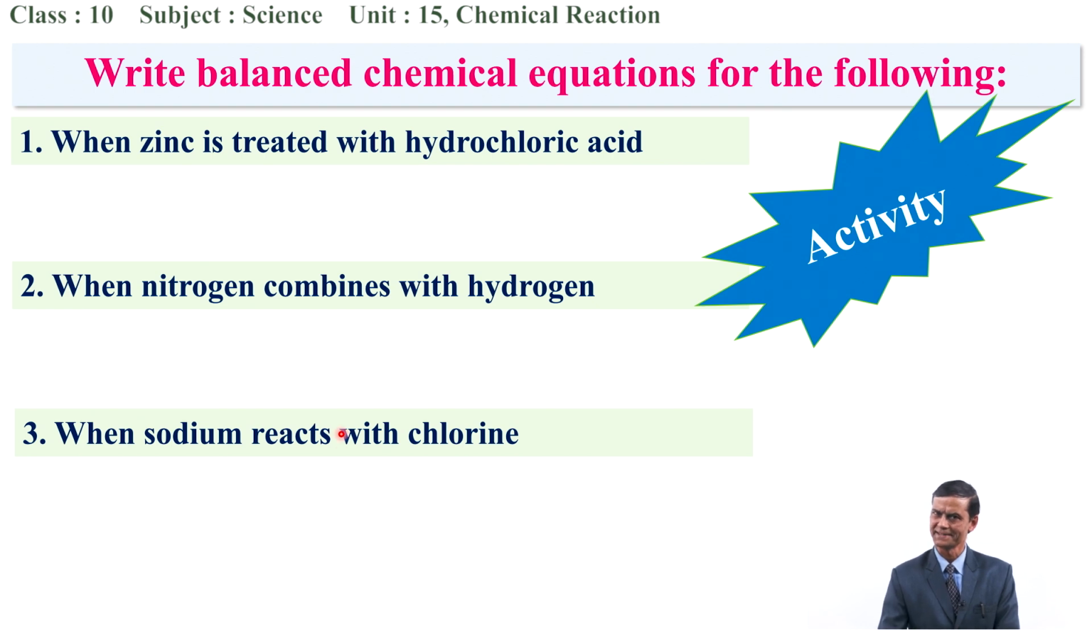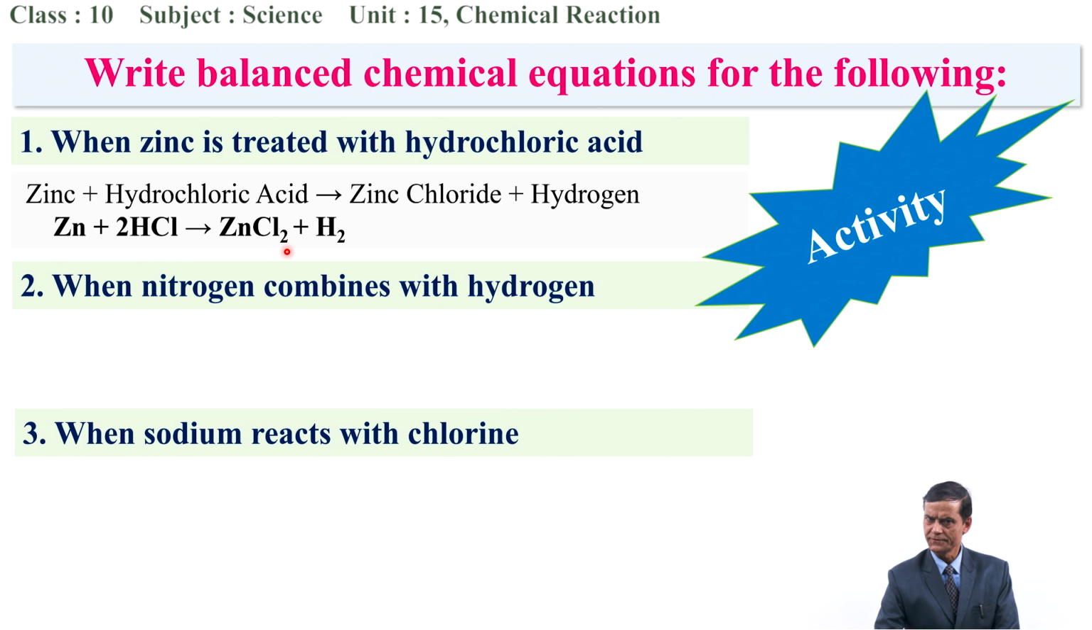Yes, let's discuss what is the answer in the first question. First problem, zinc is treated with hydrochloric acid. Zinc plus hydrochloric acid. Yes, dear students, look at here. The equation is balanced like this, ZnCl2 and H2. H and Cl need to be balanced, so we have added here 2 HCl, isn't it?